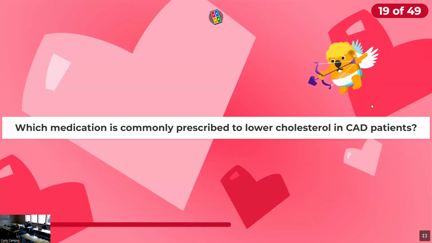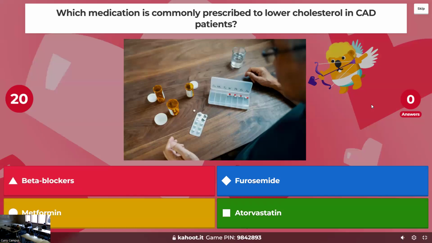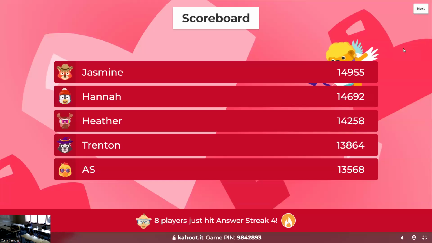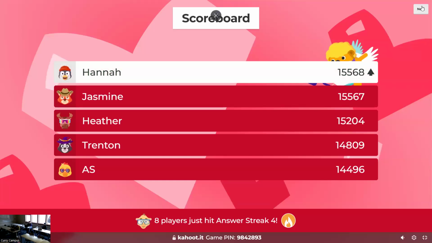Now, which medication is commonly prescribed to lower cholesterol in CAD patients? And the lower one is metformin. Oh, I guess it's on this side. All right, a statin, or Lipitor would be the easier name. Good. All right, Hannah's in the lead.